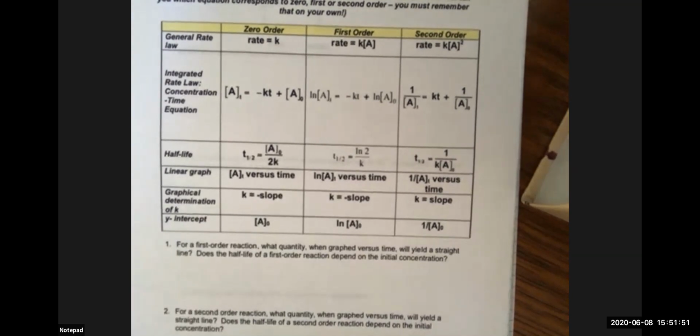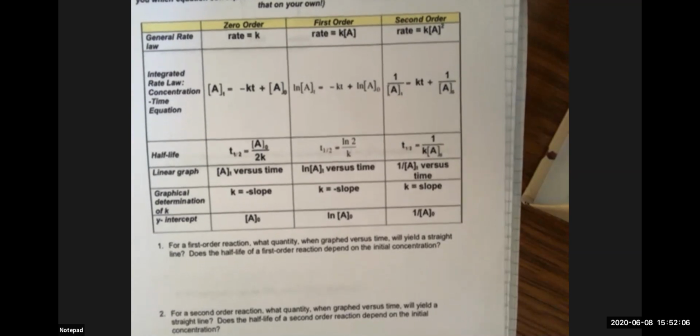In every case, the negative slope is equal to the rate constant. So remember, the negative slope is equal to the rate constant for reactants. For products, because products are increasing, it would be a positive slope if we were determining the rate constant from a product rather than a reactant. Okay, let's go through this.